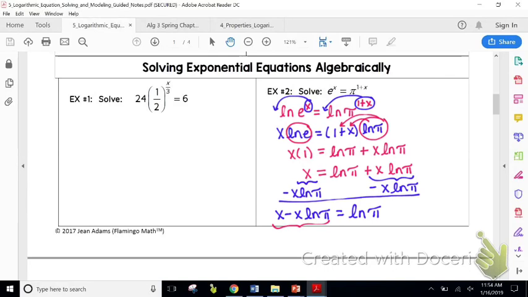But how can I get just an x? Well, both terms have an x in it, right? So can I take an x out of it? Yeah. What is that called? Do you remember? Factoring. It's all right. You were trying. So we got x. We're going to take that out. So that leaves us with 1 minus the natural log of pi, and that equals the natural log of pi.